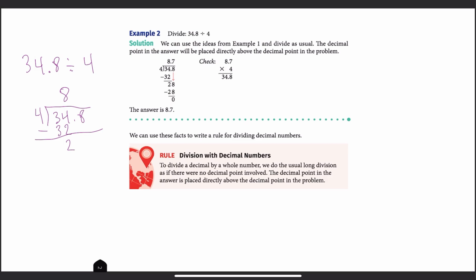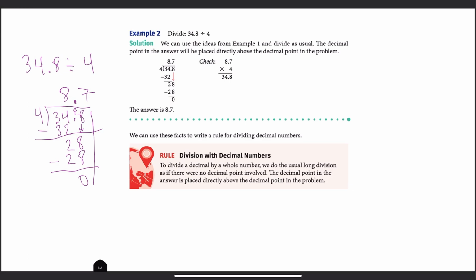Now, what we're going to do with decimals is we're just going to keep going, and we're going to bring down the next digit to the right, and we're going to bring this decimal up. So 4 goes into 28 7 times, because 7 4s is 28. So it goes in evenly, because there's no remainder. Nothing left to bring down here. And it sort of makes sense that 34 divided by 4 would be around 8.